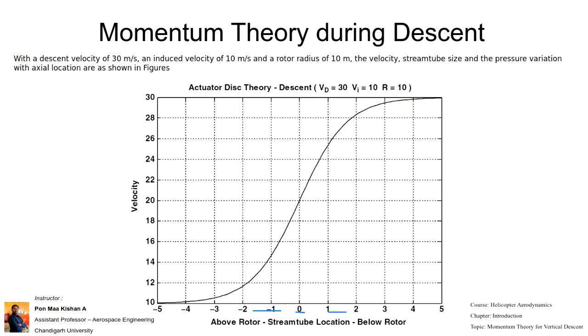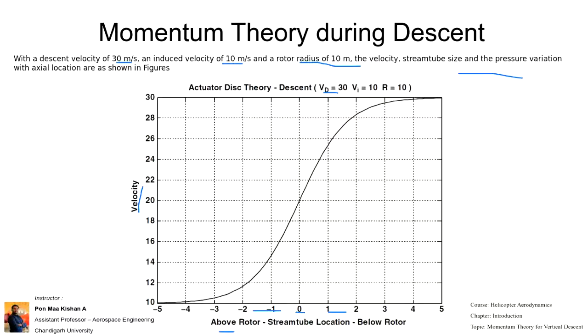Let's consider a descent velocity of 30 meters per second, an induced velocity in the rotor of 10 meters per second, and a rotor radius of 10 meters. We take this consideration so that we can understand how the rotor is behaving and how the velocity factor is behaving. The stream tube size and pressure variation are taken into consideration, above the rotor and below the rotor.